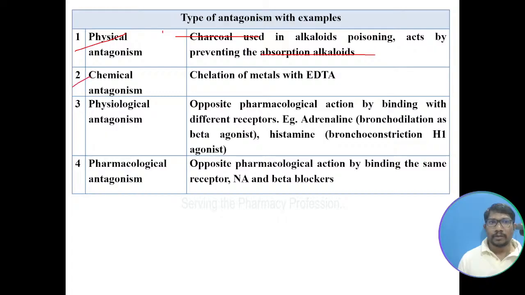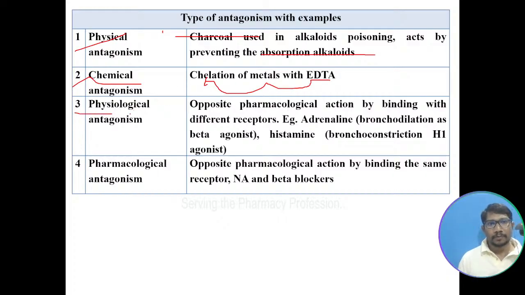Chemical antagonism is because of the chemical action. EDTA acts as an antidote for heavy metals because EDTA will chelate the heavy metal. It is a chemical property of EDTA. Ethylene diamine tetraacetic acid chelates heavy metals, forms bonds, and that's how it decreases the poisoning. So that is a chemical antagonism.